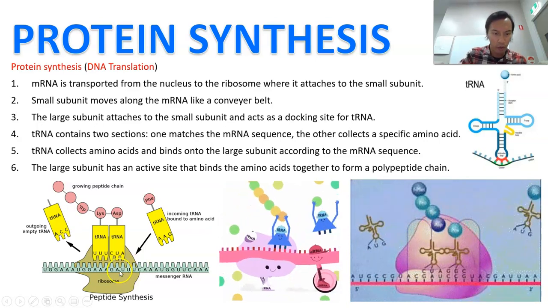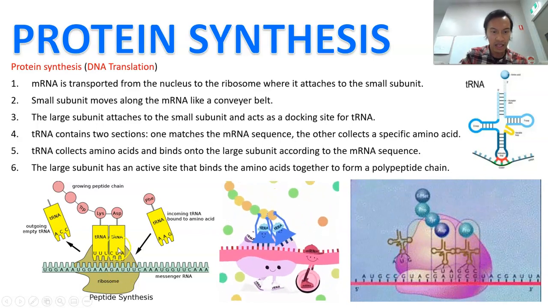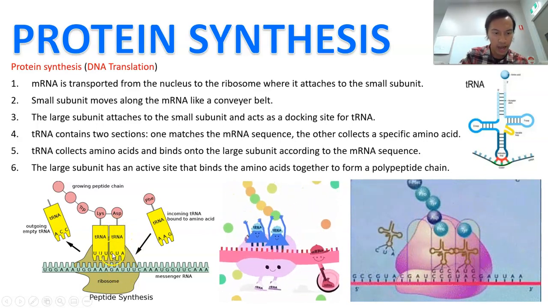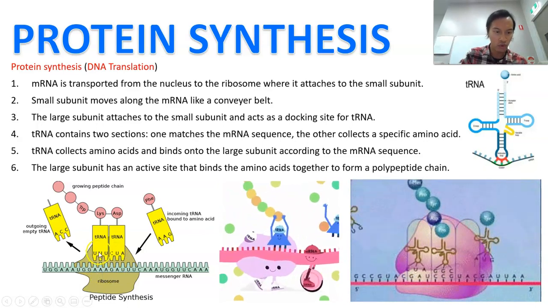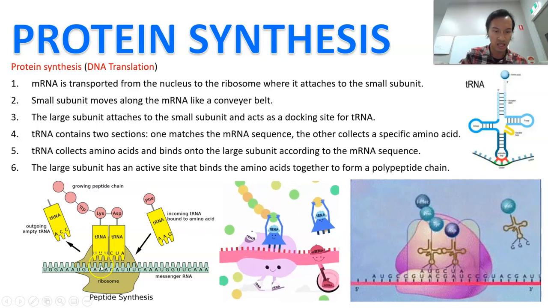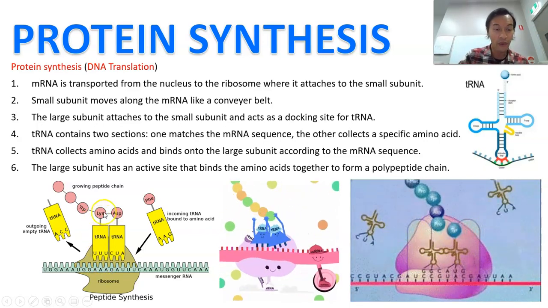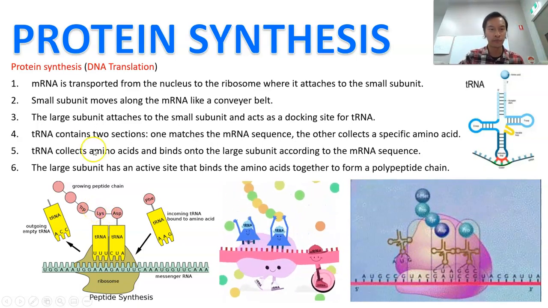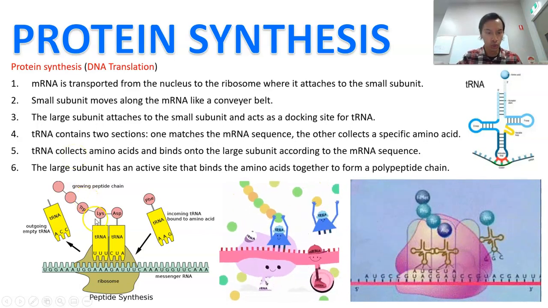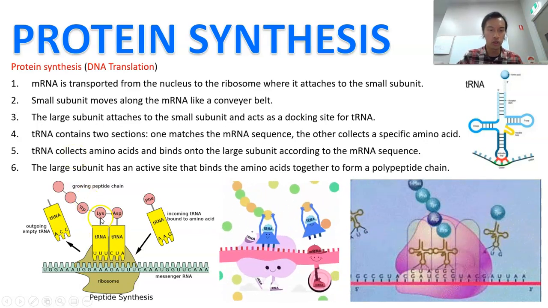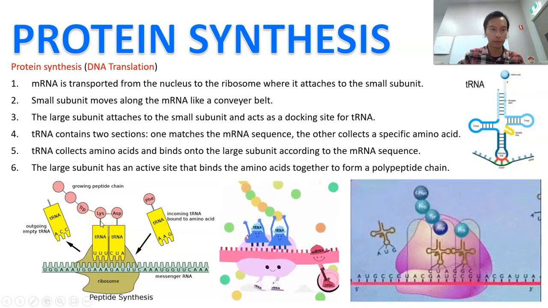For example, if the mRNA sequence is GAU, then the tRNA molecule here has CUA to match it. If it's AAA, it's going to have UUU to match that particular sequence as well. And then the top half matches a very specific type of amino acid. So that tRNA is going to collect that amino acid, and it's going to bind to this particular subunit according to the correct mRNA sequence.